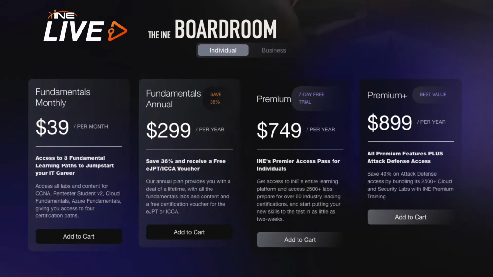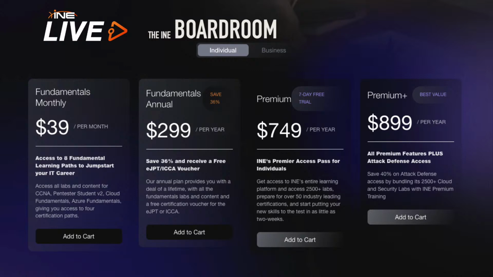Our new monthly pass, which a lot of people have been asking for, we now have that. The new monthly pass is $39. It includes access to all labs and content for Cisco Certified Network Associate, INE Certified Cloud Associate paths, as well as Pentester V2, Cloud Fundamentals, and Azure Fundamentals. And the big piece of that is, of course, that we are including labs now. We believe that everyone should have access to these labs.